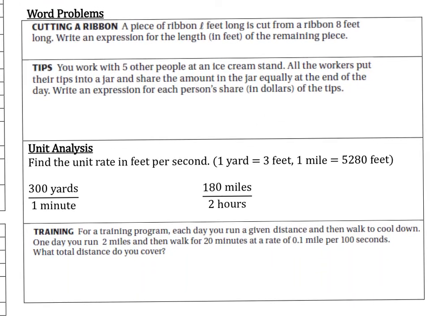Word problems. Cutting a ribbon. A piece of ribbon L feet long is cut from a ribbon 8 feet long. So this ribbon is, in total, 8 feet long, and L feet of it is cut from it. So we don't know exactly how long that is, but it's just represented by L feet. We can take that and write an expression for the length in feet of the remaining piece. We want to know how long this is. So just take 8 minus L.